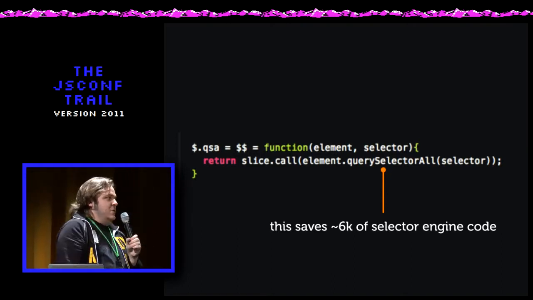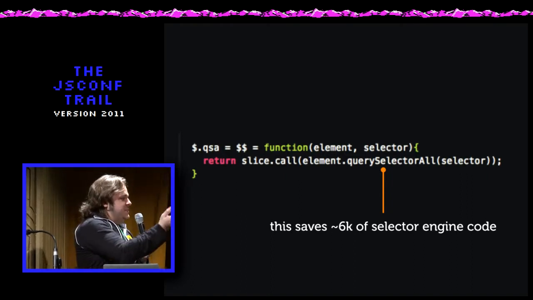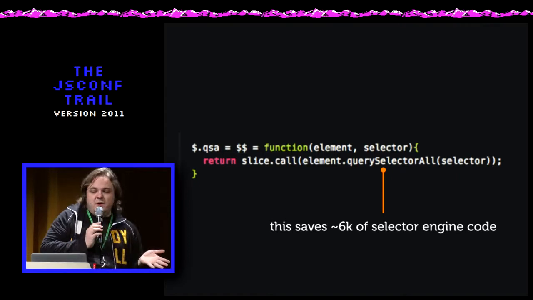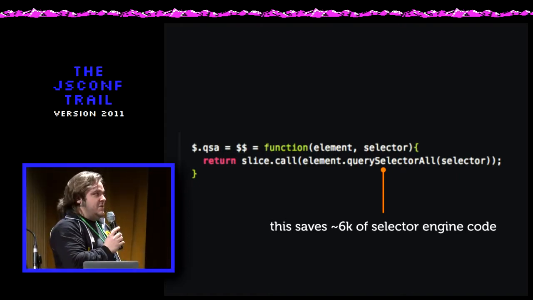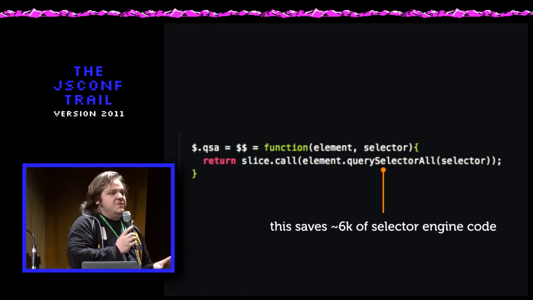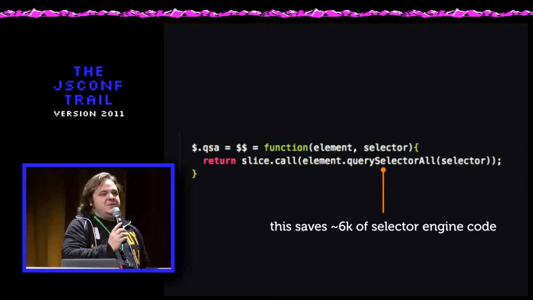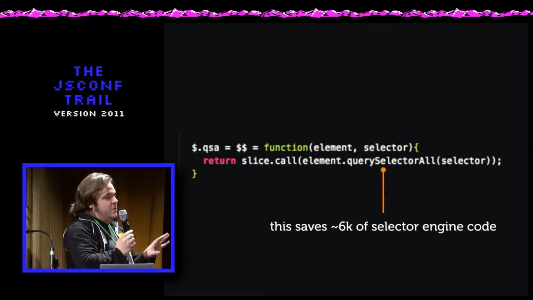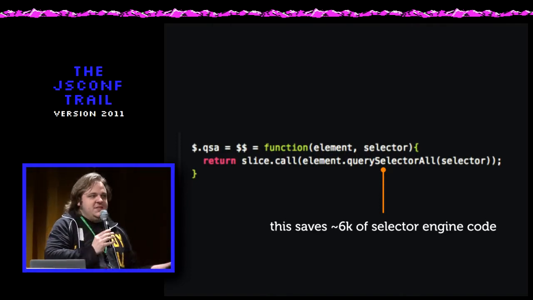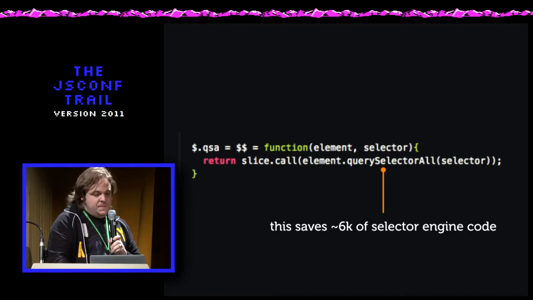The querySelectorAll call with the selector, and it's converted to an array. And this saves about 6K of selector engine code, depending on what selector engine you use. There's several selector engines actually in JavaScript with various feature sets. There's one engine that's about 1K in size, but it only supports CSS 1 and 2. And most of the engines that support CSS 3 are 4 to 6K or 4 to 8K in size, minified and gzipped.